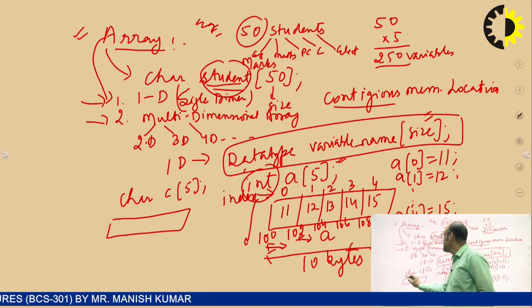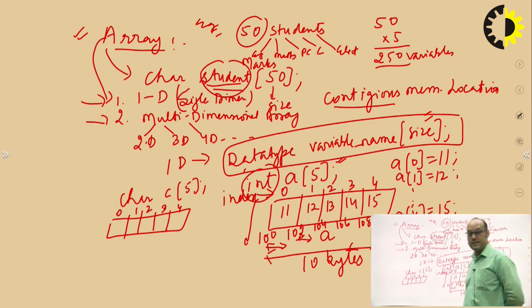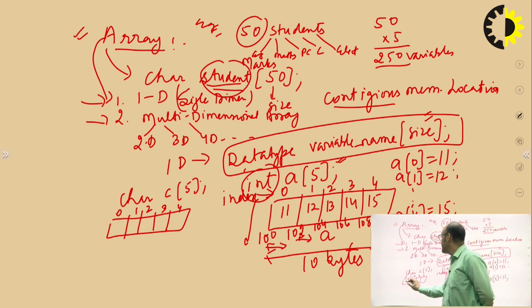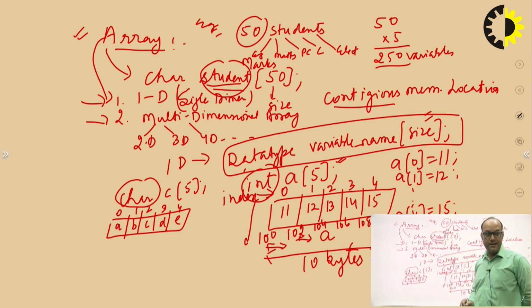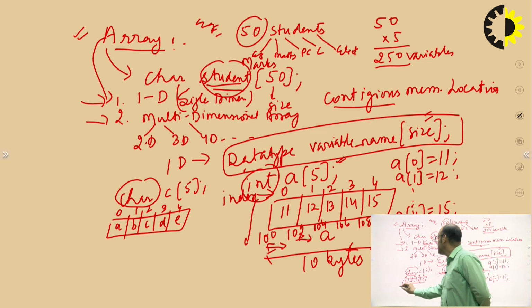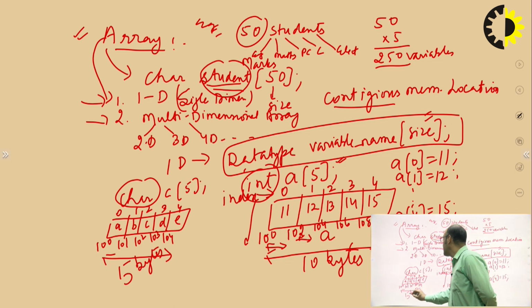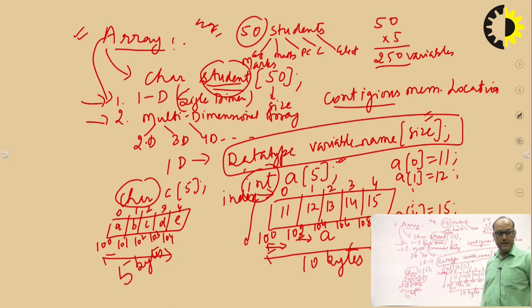Memory allocation will be like this: 0 index position, first, second, third, fourth index position. 5 elements you will keep. For example, I have put here A, B, C, D, E. Now what is the size of this data type character? 1 byte. So if the starting position is 100, next will take 101, 102, 103, 104. It means 5 bytes will be allocated here. In case of integer, 5 into 2 is 10 bytes.